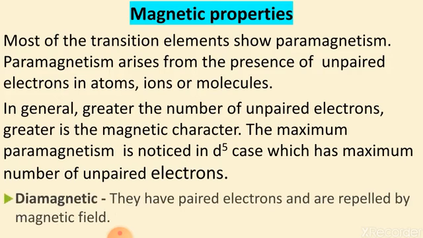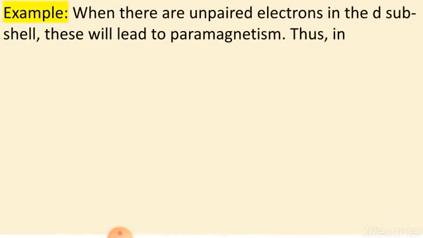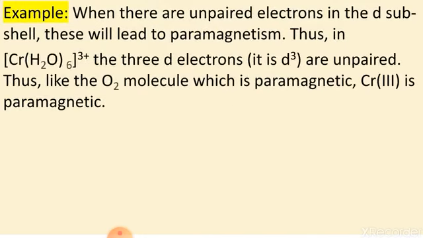Now dear students, about the diamagnetic, I also told you that they have paired electrons and are repelled by a magnetic field, that is, d10 configurations are diamagnetic. Now let us focus on the example. When there are unpaired electrons in the d subshell, these lead to paramagnetic character.